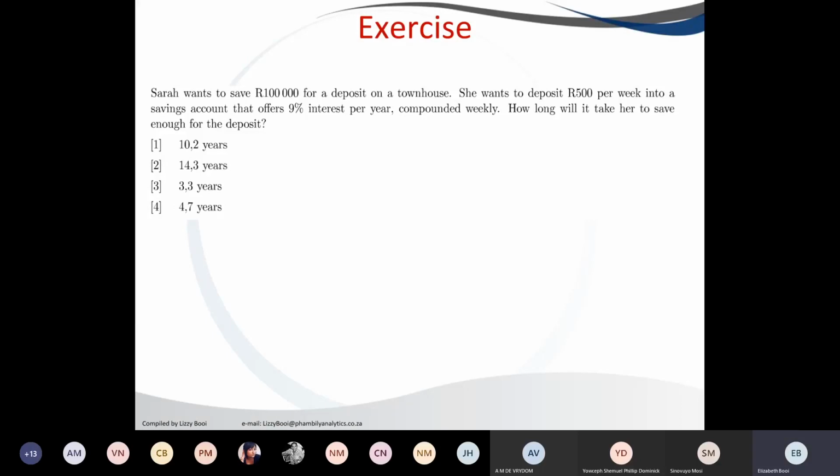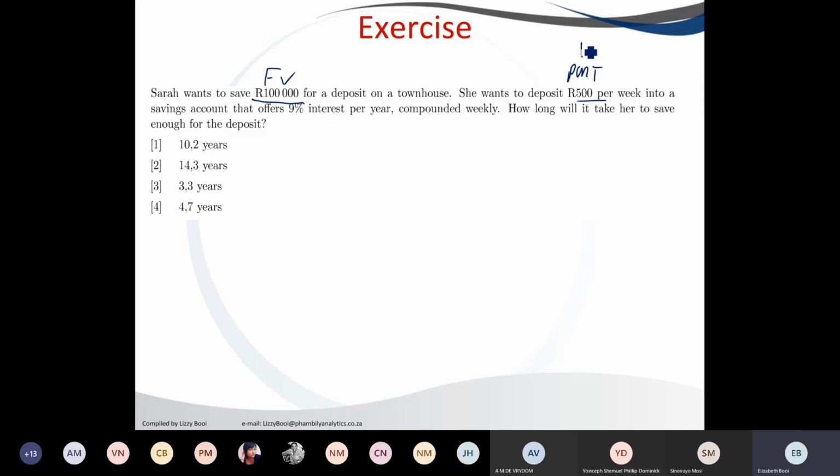So looking at the question, what are we given? We are told she wants to save 100,000 for a deposit of the house. This 100,000, she's not saving it now. It's what she wants to get at the end of the term in order to use that to pay the deposit. So this is our future value. Our deposit per week, this is the amount she is paying every week. So this makes it our payment, PMT.